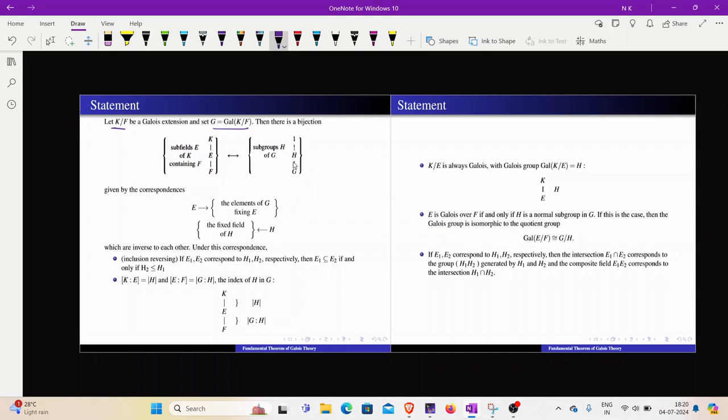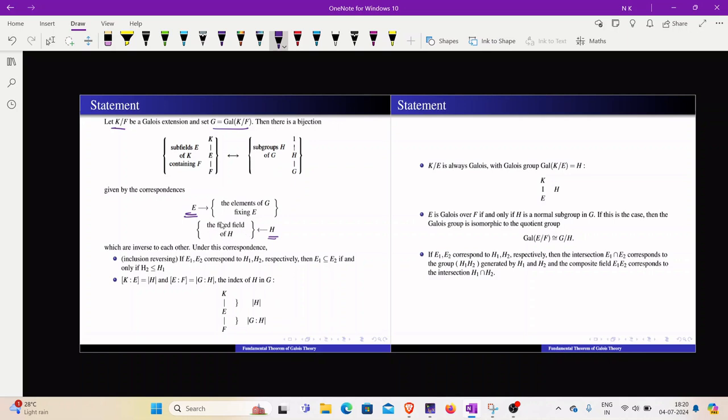Okay, so every subgroup of the Galois group is associated with some subfield of K containing F, and every subfield of K containing F is associated with some subgroup of the Galois group. So this is a correspondence. If I take E as my subfield, then I will take the elements of G which are fixing E. And if I'm taking H as a subgroup of G, then I will consider all the elements of K which are fixed by H, that is, I will consider the fixed field of H.